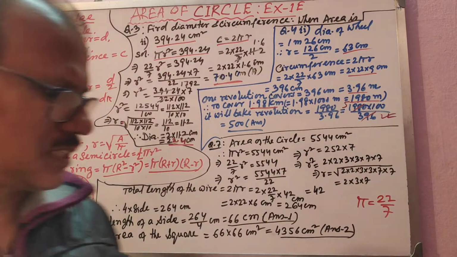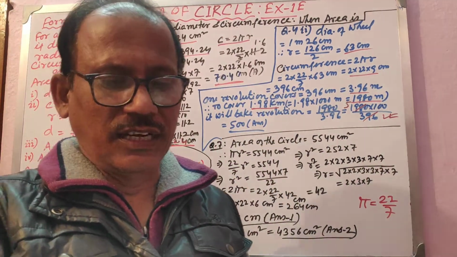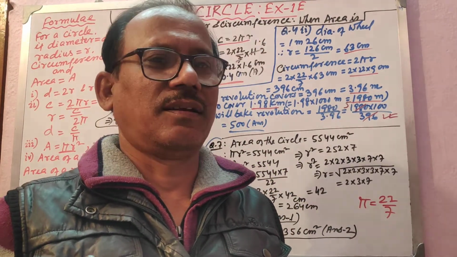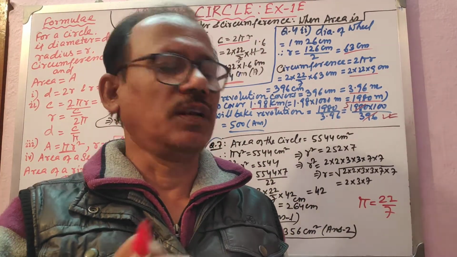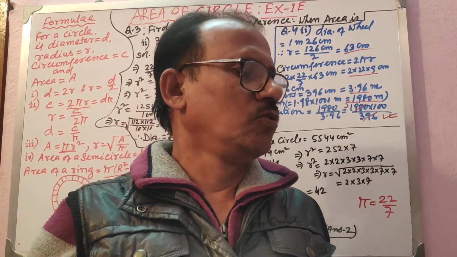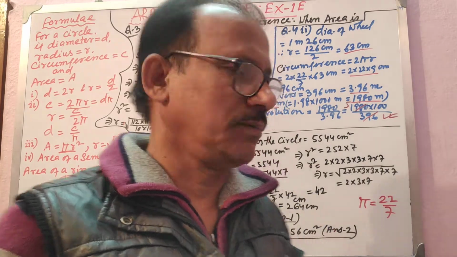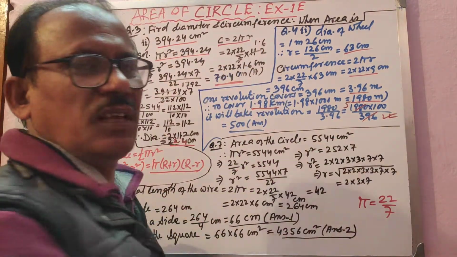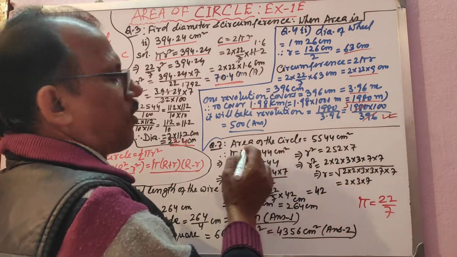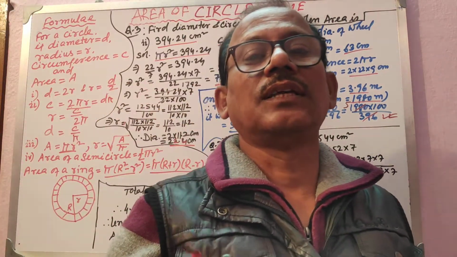Now I have taken question number 7. The question is a little tricky, but no problem. You can very well solve it. A wire was made into a circle whose area was 5544 centimeter square. The area of the circle is pi r square is equal to this. From there you need to find out the r value.